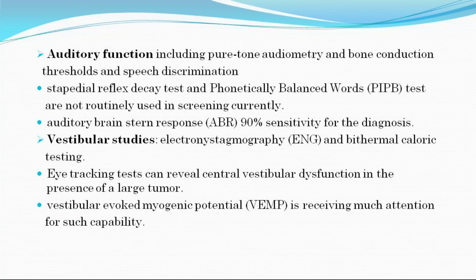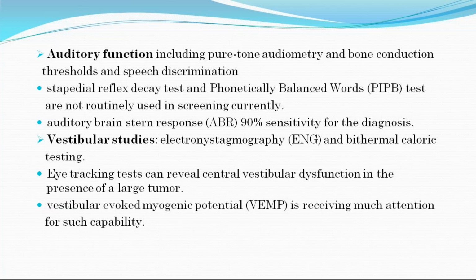So this is by the American Academy of Otolaryngology and Head and Neck Surgery. They have graded the hearing pattern in an acoustic neuroma case. So based on that, you can classify your tumor as belonging to which group according to the hearing loss.